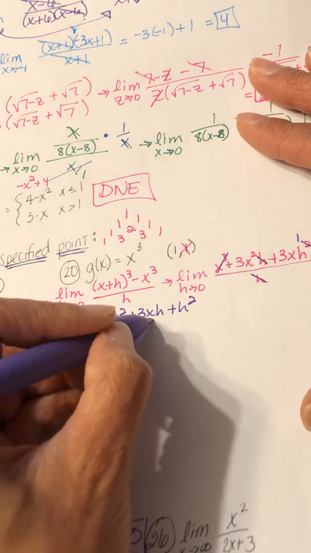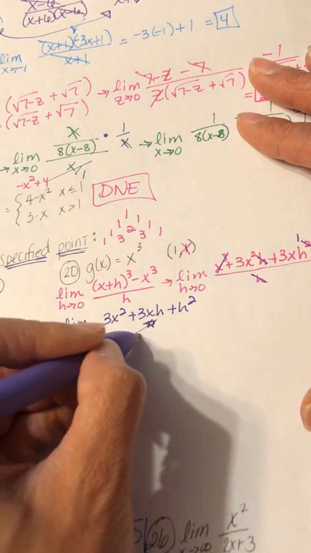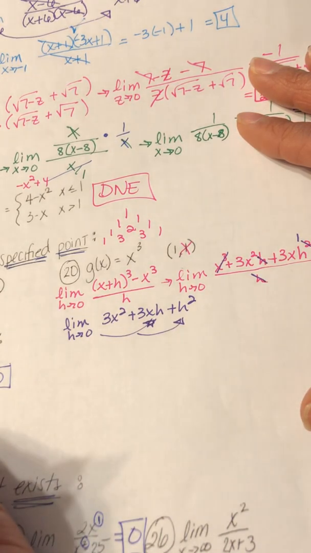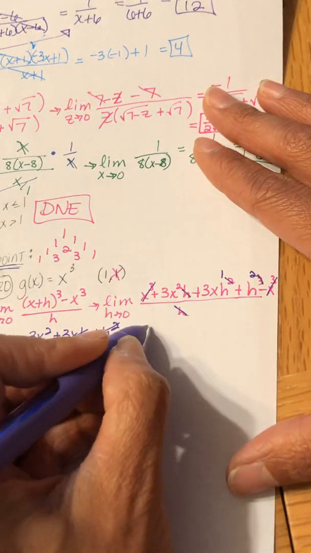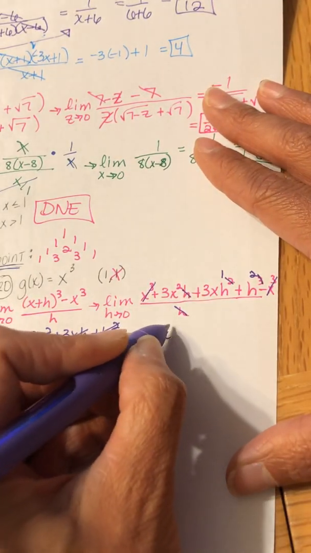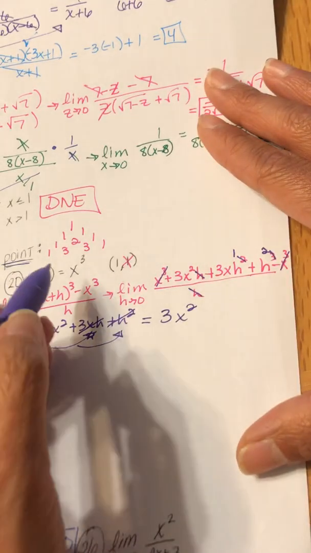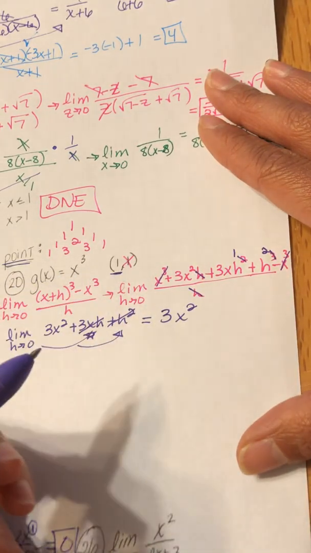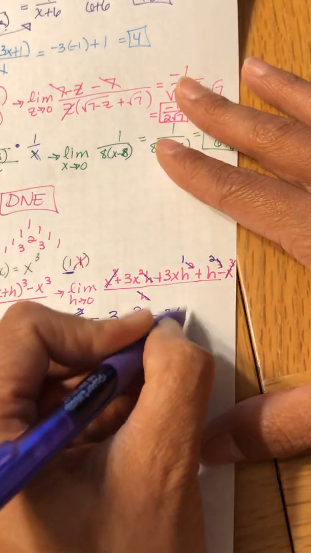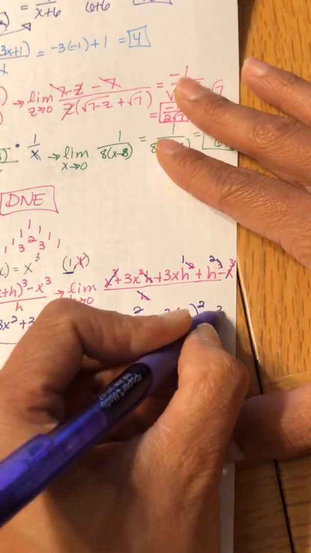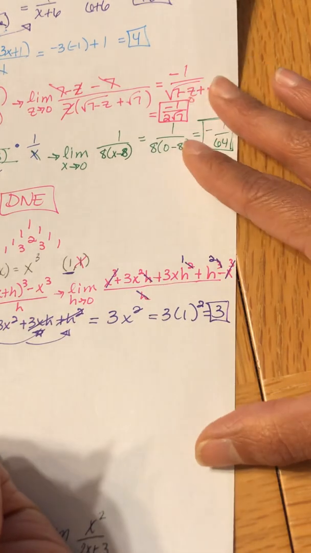But now we could plug in the 0 for that h and the 0 for that h. Well, 0 times anything is 0, so those get wiped out. So all I have left is 3x squared, okay? And now we could plug in the 1 at that, because that's at that specified point, so plug in 1 for x. 3 times 1 squared is just 3. So the slope is 3.